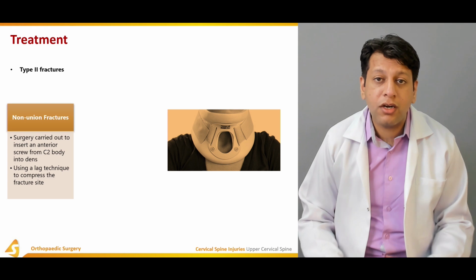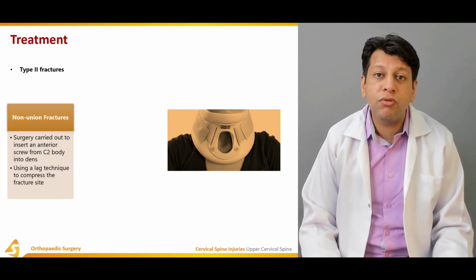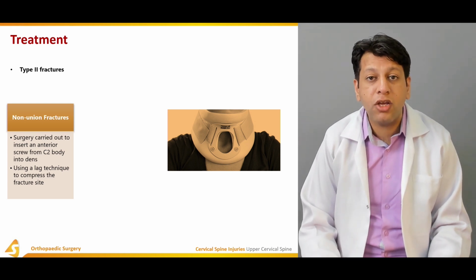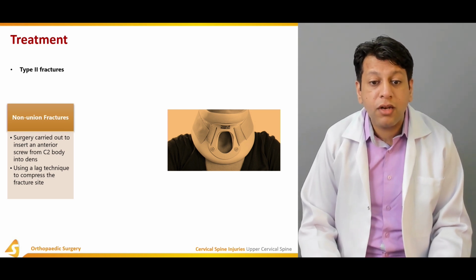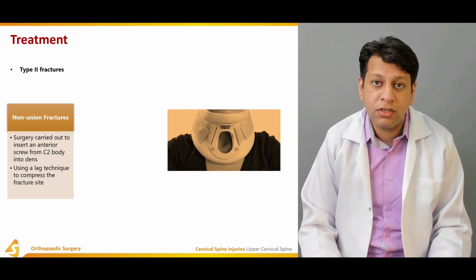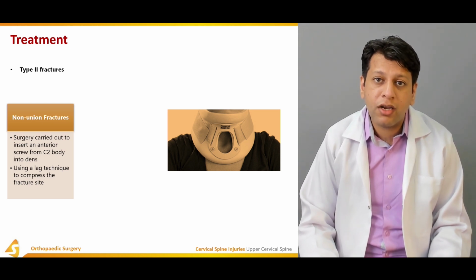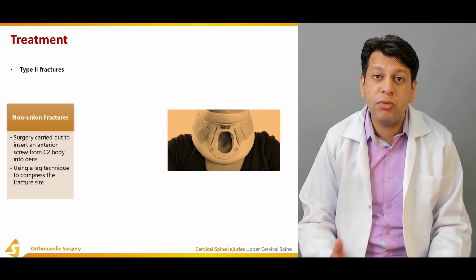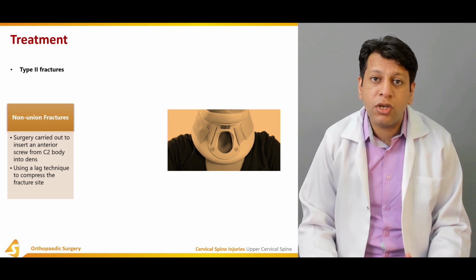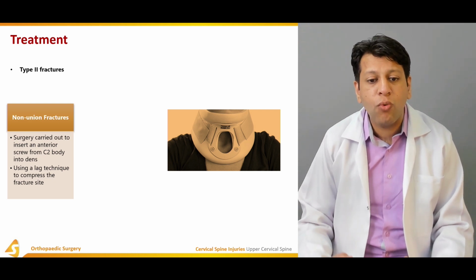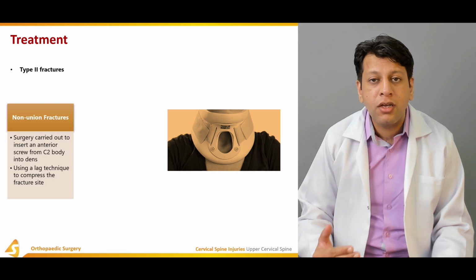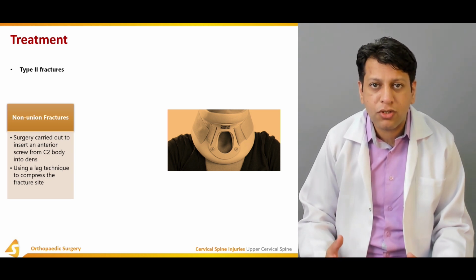Type 2 is further divided into type 2A and type 2B depending upon the geometry of the fracture pattern. If it's type 2A, then we can put an anterior screw from the C2 body into the dens so that the lag effect can reduce the fracture. But if it's type 2B, the fracture geometry is such that you cannot put an anterior screw from the C2 body into the dens. Therefore, you need a compression plate at the C2, C3 level so that the fracture is reduced like that.